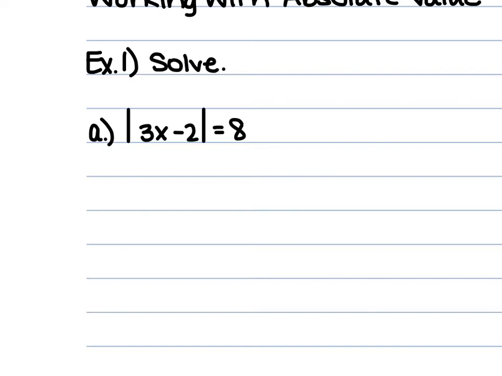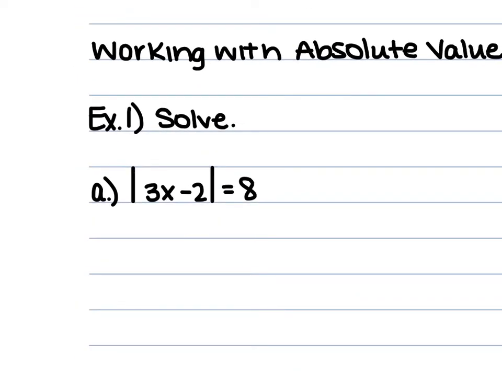to 8. So your first idea here is to get rid of anything on the same side as the absolute value bars, because the only thing you want left on that side is the absolute value of whatever. In this case, we don't have anything on that same side, so we can form two separate equations, one with a negative answer, one with a positive answer. So this is going to give us 3x minus 2 is equal to negative 8, as well as 3x minus 2 is equal to positive 8.